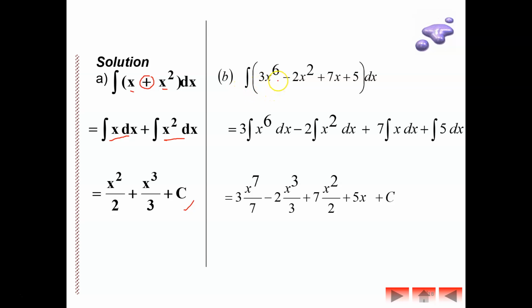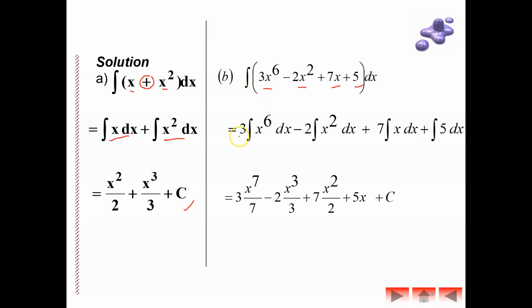Then we move on to question B. Integrate 3x to the power of 6. This is polynomial. You can see the pattern of the power, 6, 2, 1. Okay, so 3x to the power of 6 minus 2x squared plus 7x plus 5 dx. So in here we can split it one by one. You can split it one by one. So you have this one, 1, 2, 3, and 4. So you have 4 integrations. Okay, the first one you have 3.